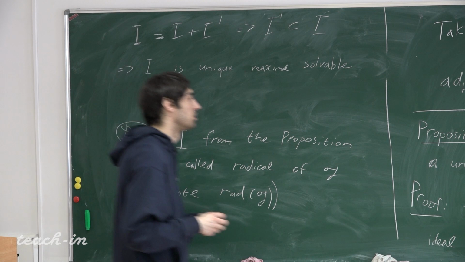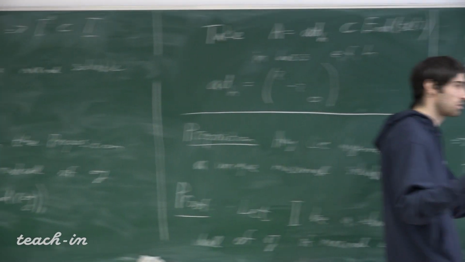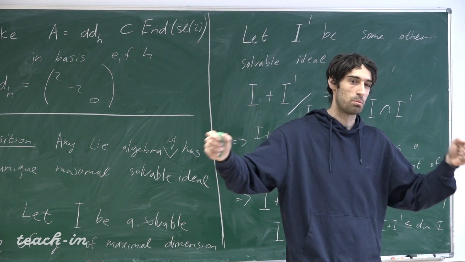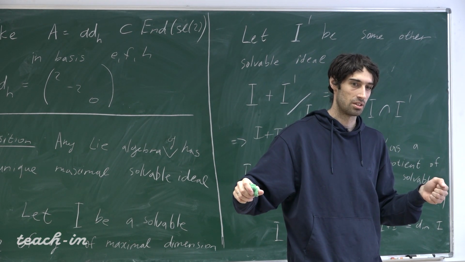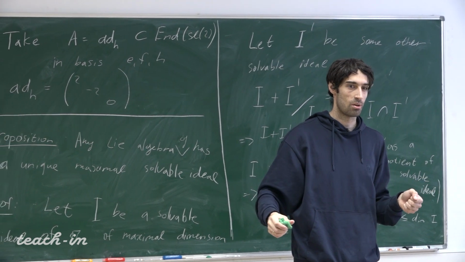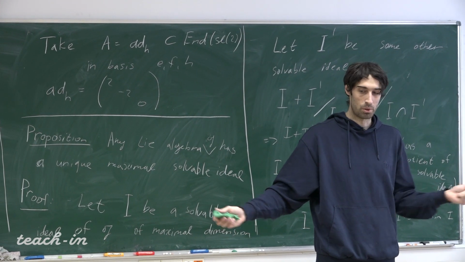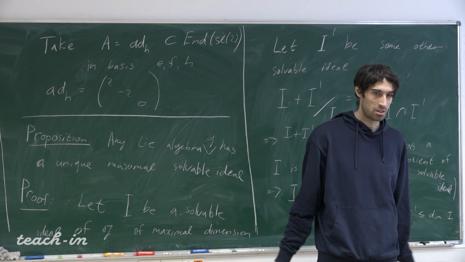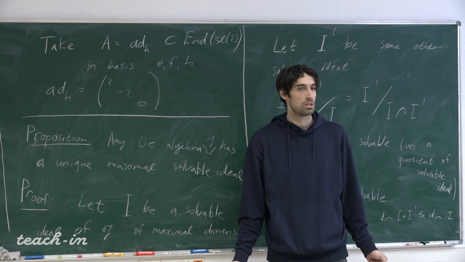Okay, so now a theorem. We kind of found the solvable part of our Lie algebra, which is the radical. Now, what's left? Well, we should take the quotient and see what happens then. So the statement is that the quotient is semisimple.